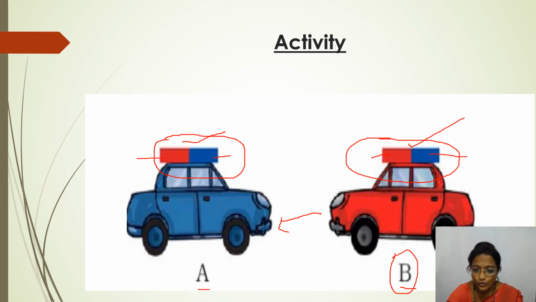So what happens here? These two are unlike poles, this and this. These two are unlike poles. So what happens? They attract each other. These two cars come closer to each other, isn't it?